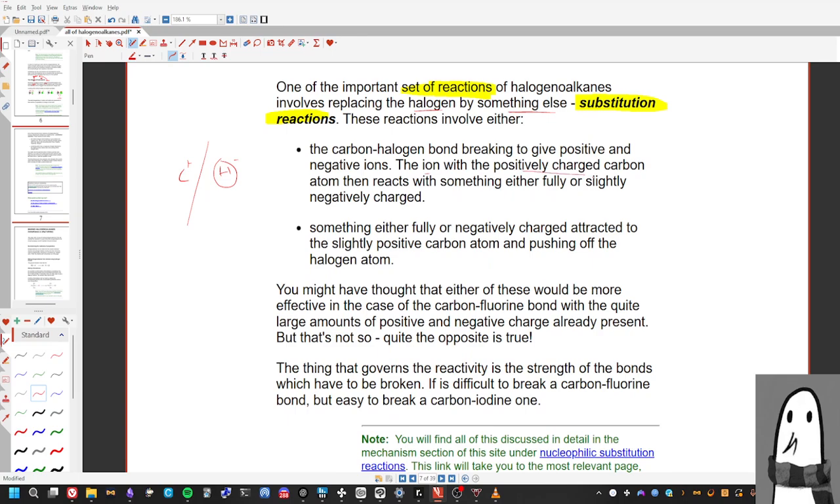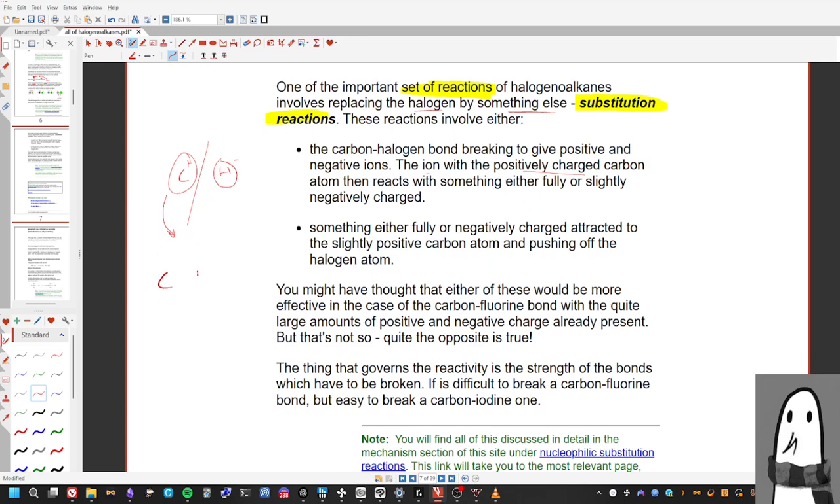The ion with the most positively charged carbon atom. I don't know why they worded it like this. Anyways, the positively charged ion in this situation will be your carbon, and it reacts with something that's either fully or slightly negatively charged, which is not going to be your halogen. Something either fully negative or slightly negatively charged attracts the slightly positive carbon atom and pushes off the hydrogen.